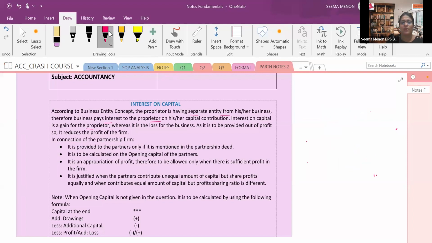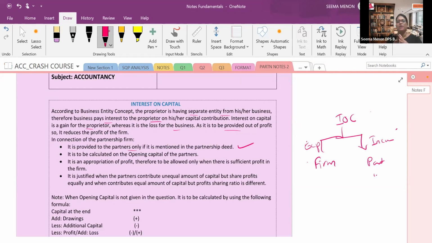Again, I'm telling you, you have to be very clear about that. Interest on capital, who will give? The firm. So interest on capital is an expense to whom? It is an expense to the firm, and it is an income to the partner. You should understand that first. Whereas it is a loss or expense for the business, it is to be provided out of profit. Always the interest will be given from the profit itself. So it is to be provided to partners only if it is mentioned in the deed.